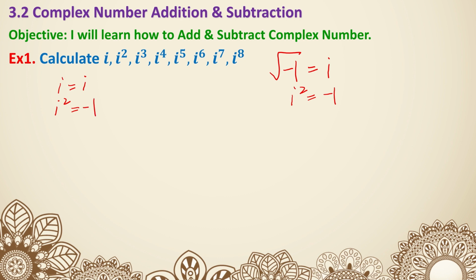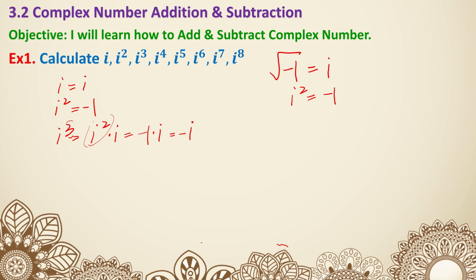I'm going to ask you to pause here and try to figure out the rest. Maybe you'll figure them out. As you figure them out, you'll see some patterns. Okay, now let's come back and let's see. i cubed, well, that is i squared times an extra i, because cubed, there are 3 of them, right? We just separate them into 2 of them and 1 of them. i squared is -1 times i, that is -i.